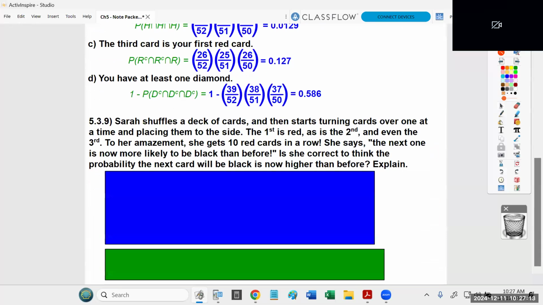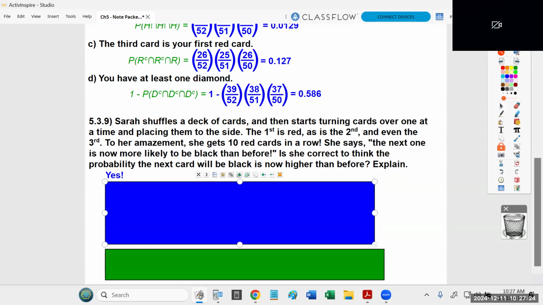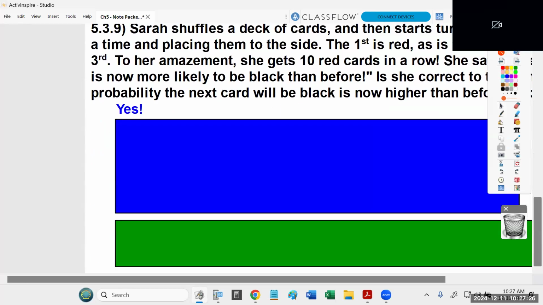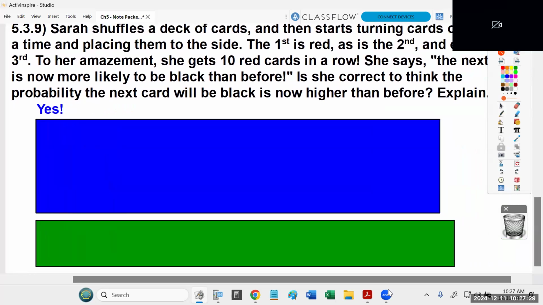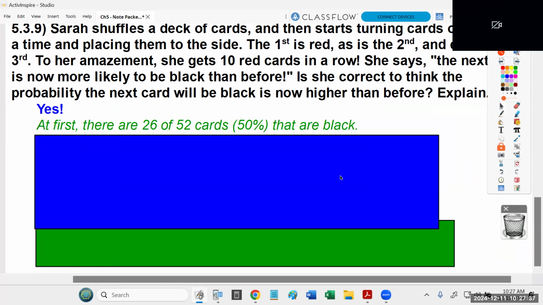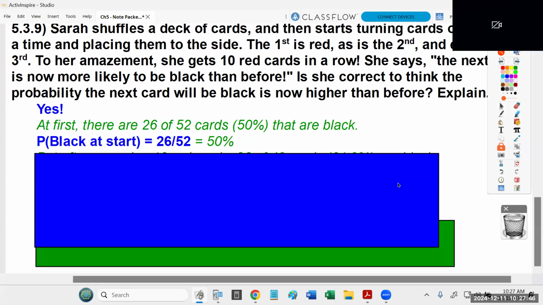Okay. So getting down to the bottom, you're asked, is she correct? In a word, is she correct? Yes, she's correct. Now the way in which you decide to argue that is totally up to you. So what I'm going to show you is answers that are written both in words, but are also written sort of in notation, kind of a lazy mathematician way of doing it. So you can say to me, at first, there are 26 of 52 cards, which is 50% black. Or you could say to me, the probability of black, and I don't even care if you don't say it at the start. If you just say probability of black is 26 out of 52, that's saying the same thing.